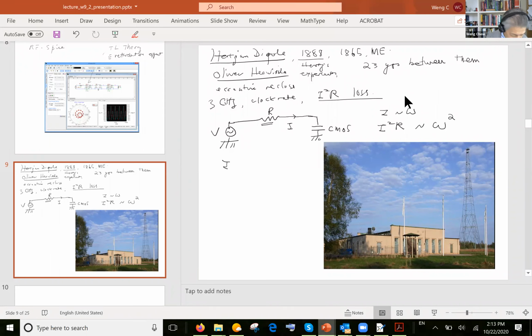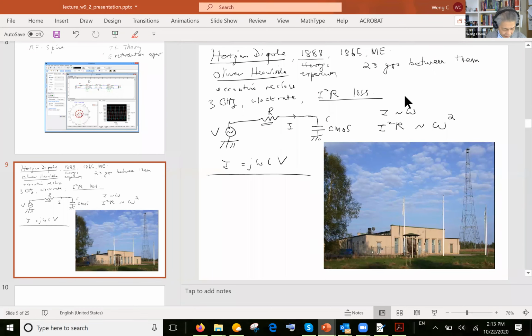You can see that I is approximately equal to jωCV. Okay, C is the capacitor that you have there. The higher the frequency, the larger the current. The larger the current, the higher the I²R loss. Okay. Any question regarding this simple-minded way to explain why the computer clock rate has not gone up for decades? Okay.